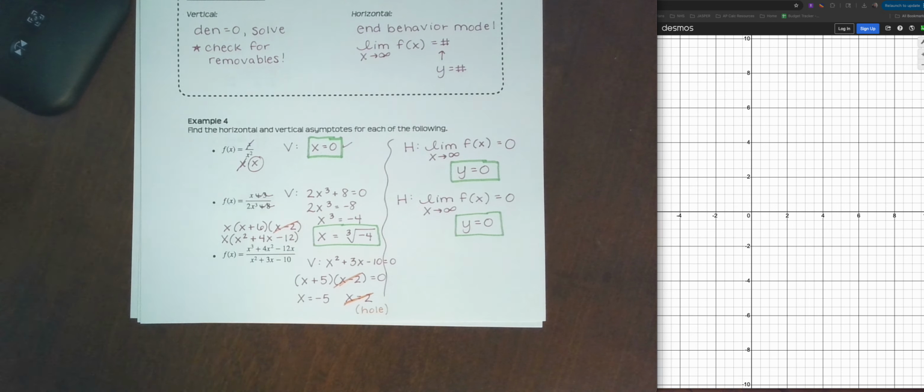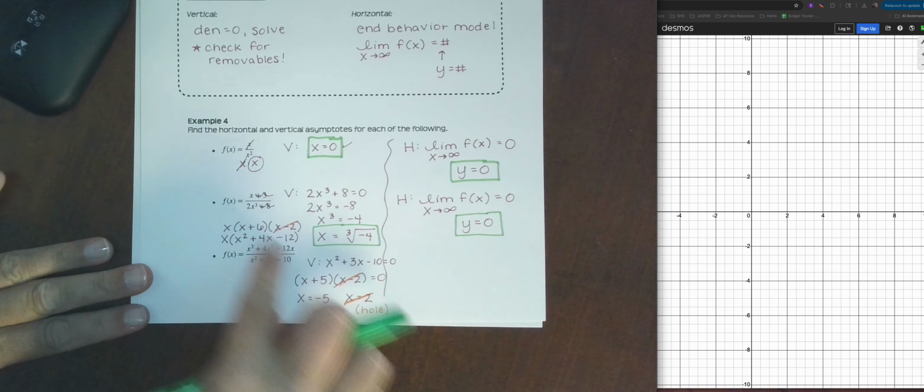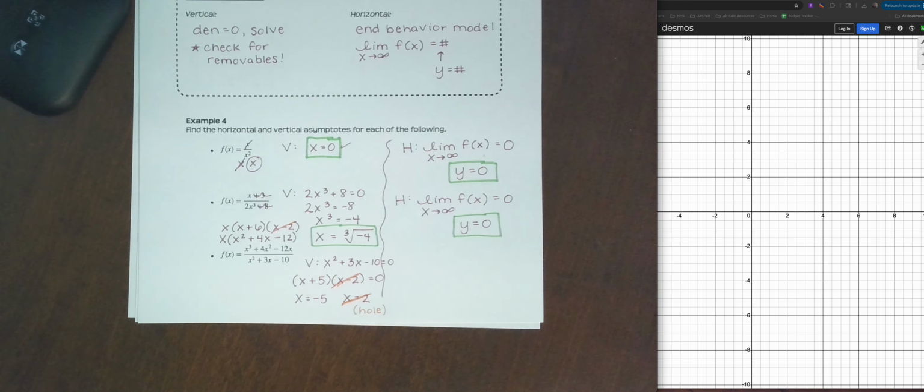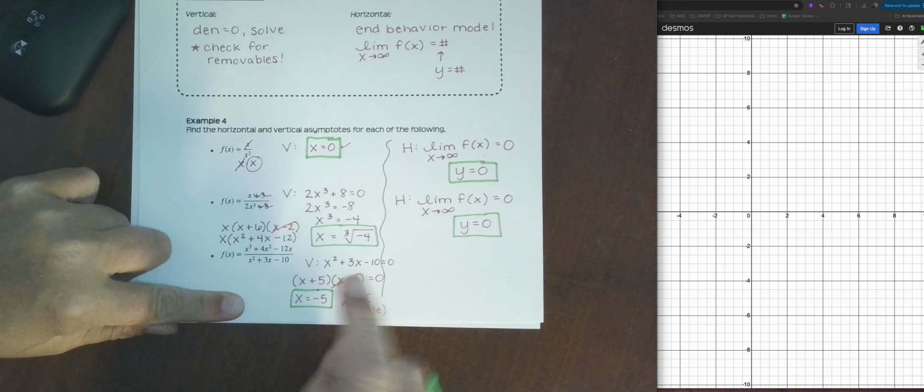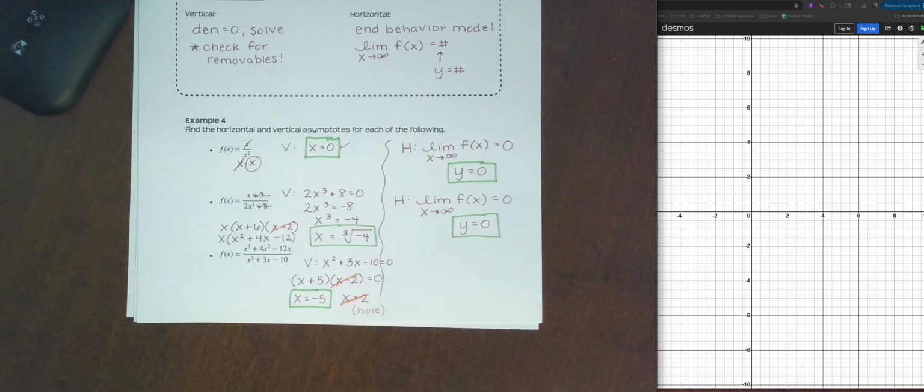But for the answer to this question, I don't even have to write that. Like if you had figured that out earlier, I could have not written all of that. This is just your answer, right? Because this one didn't remove with anything. So that is your vertical asymptote.